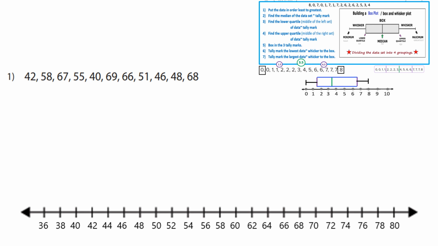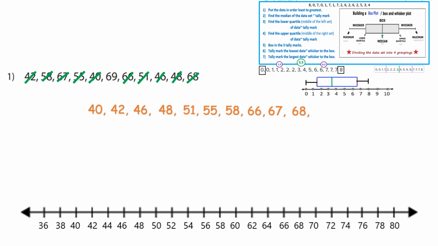All right, so now we're going to start working together and following along. And my first step is on problem 1 to put them in order from least to greatest. So when you do that, then once again, I would strongly suggest that you cross them off after you've written them down. So you have 40, 42, 46, 48, 51, 55, 58, 66, 67, and then 68. Oh, and then 69, excuse me. So once again, if I go too fast, just pause the video so you can keep up with me.